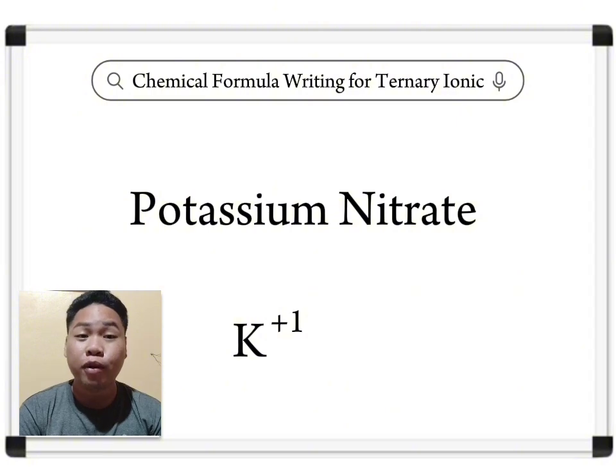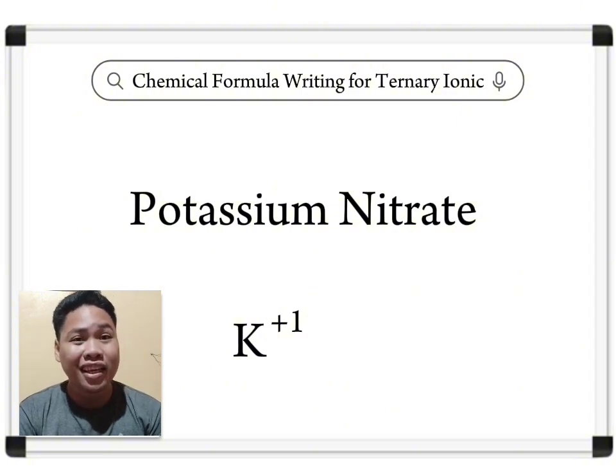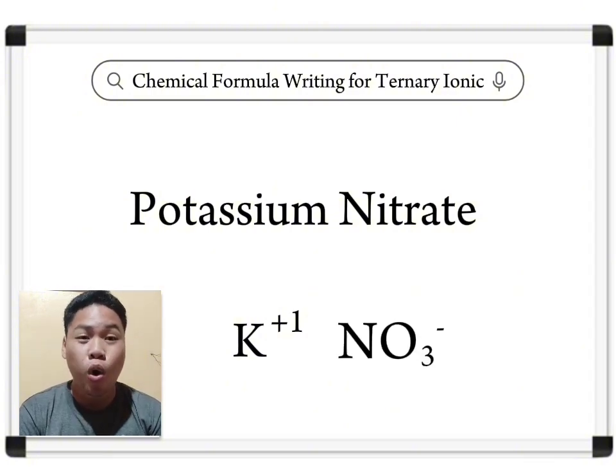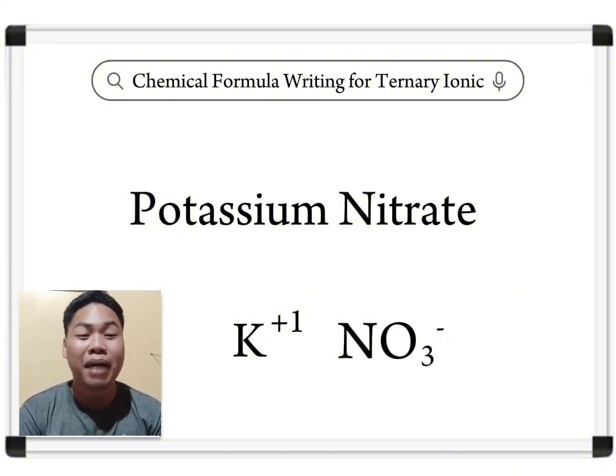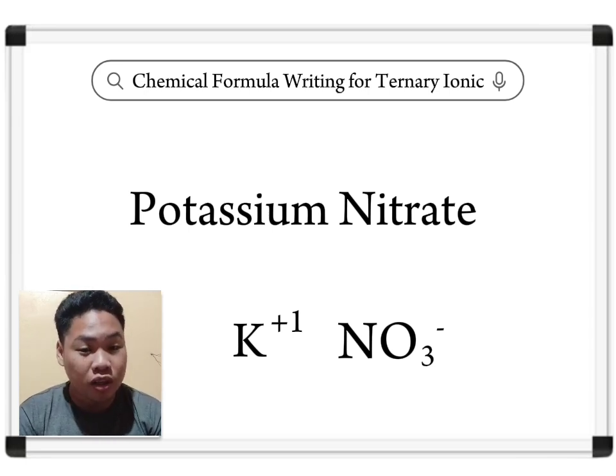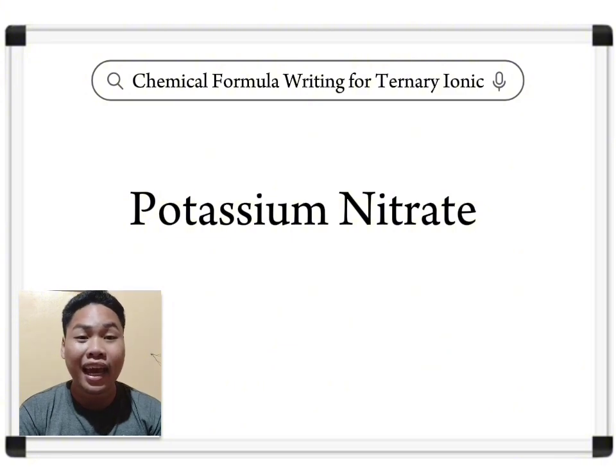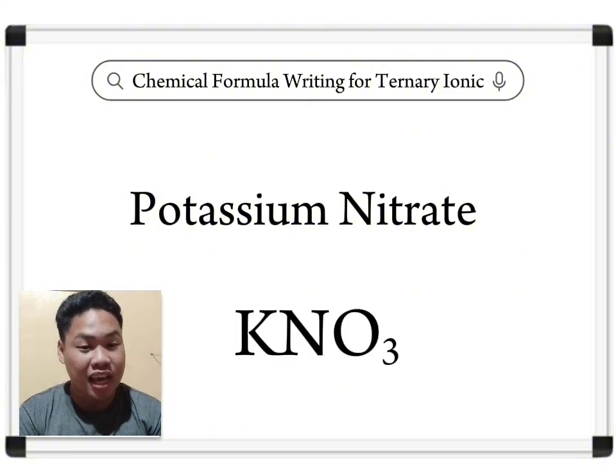We go to our common ion table and we can see that nitrate is NO3 negative. So we write NO3 negative, and now we just need to balance the charges. Potassium has a positive 1 charge, and nitrate has a negative 1 charge. Because the positive 1 and the negative 1 cancel out, that leaves us with KNO3 as the formula for potassium nitrate.